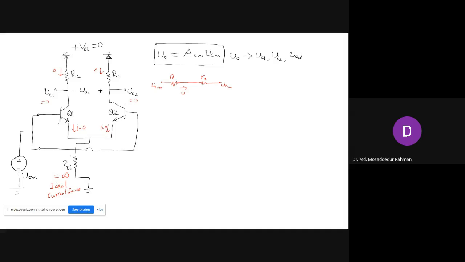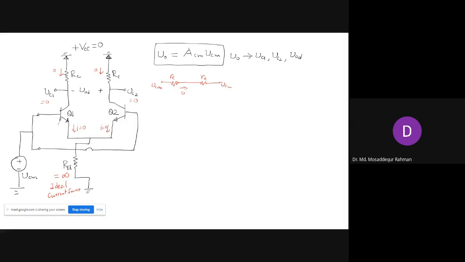But even if you consider it for differential gain, this RE will not have any effect, right? Why will it not have any effect? Because the current will flow like this. It will not go like this, right? For differential input voltage, the current will flow like this. So RE doesn't matter, I mean, however low or high the value is here, it will not have any effect because current will flow like this.